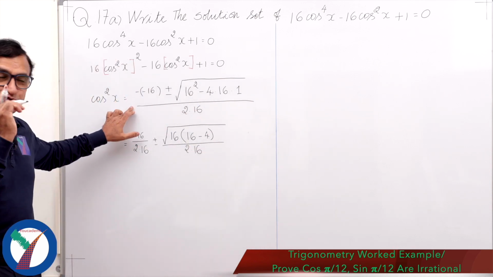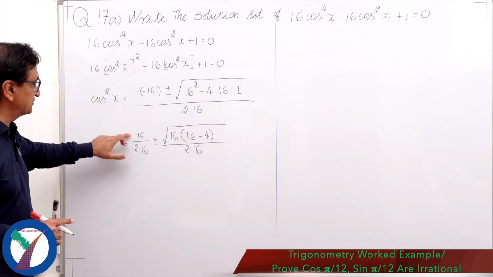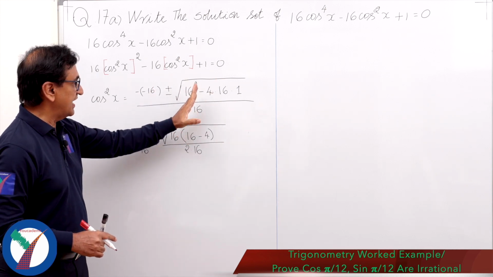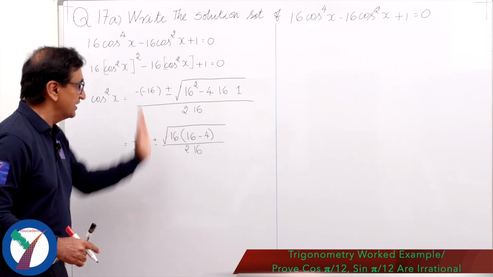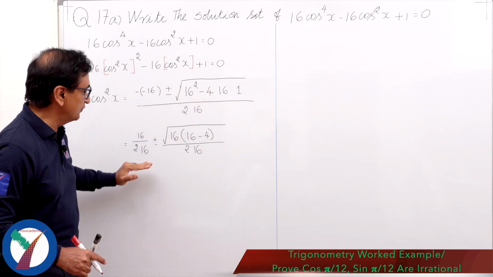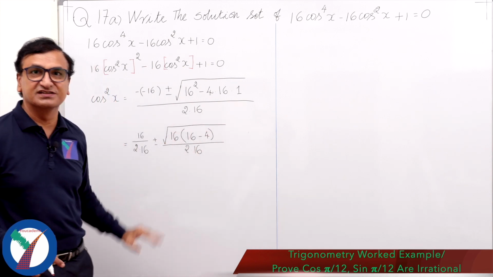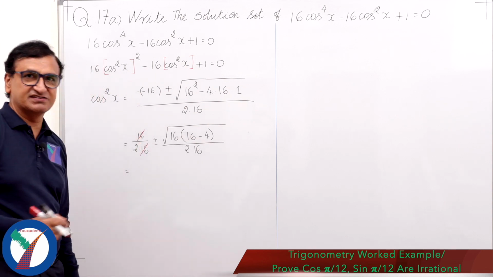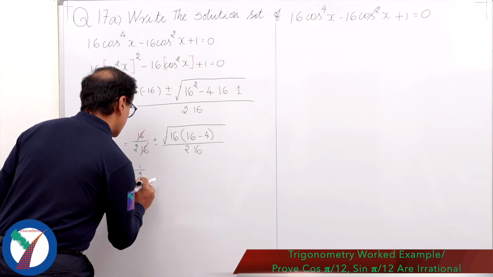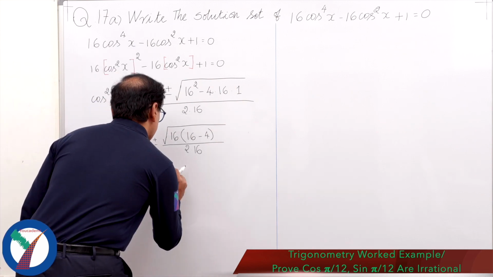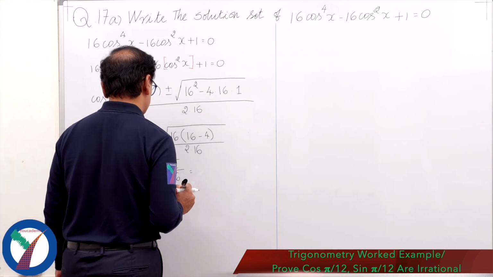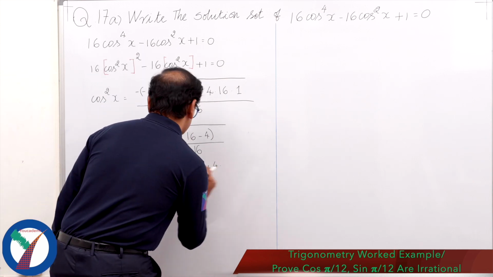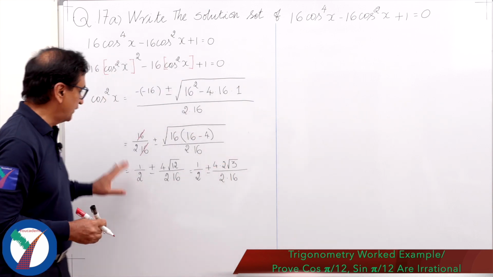Okay, so I have written it as two terms. Minus of minus 16 is plus 16 divided by 2 multiplied by 16, plus or minus square root of, I have factored out 16 here, 16 multiplied by 16 minus 4, that whole thing divided by 2 multiplied by 16. Let's simplify this further. This 16 gets cancelled, so I have 1/2.